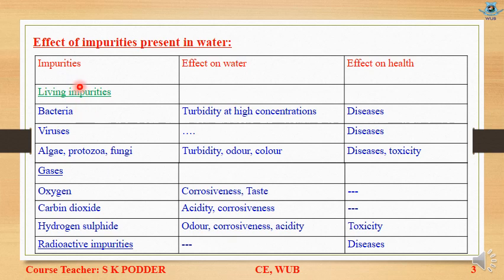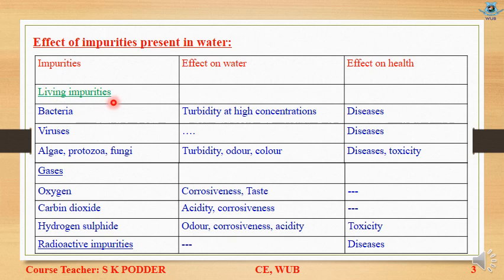Now let's see the effect of impurities present in water. That means there are different types of impurities. If this type of impurities are present in water, then what happens? What happens to water and what happens to human health? So we use here different types of impurities along this column, effect on water along this column, and effect on health along this column.